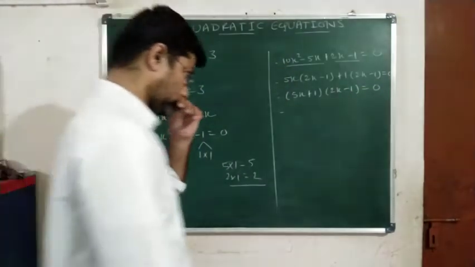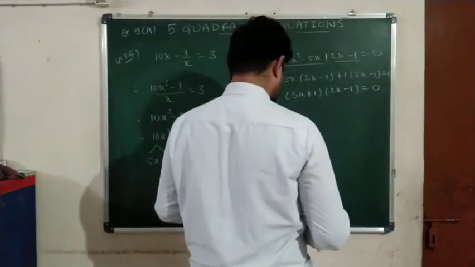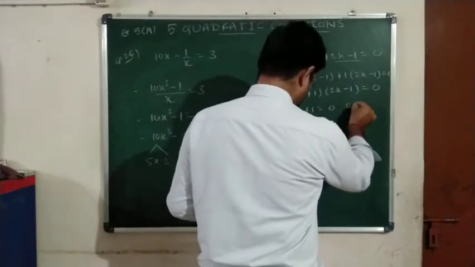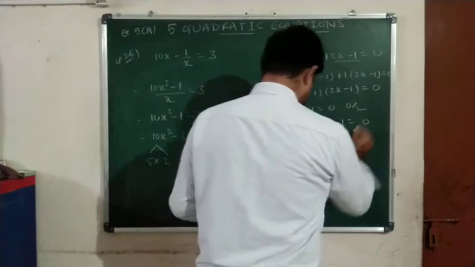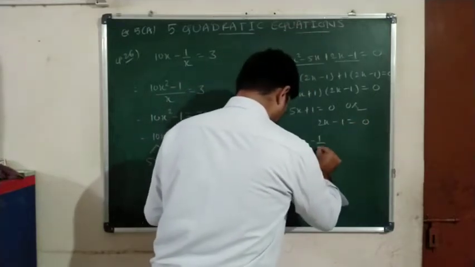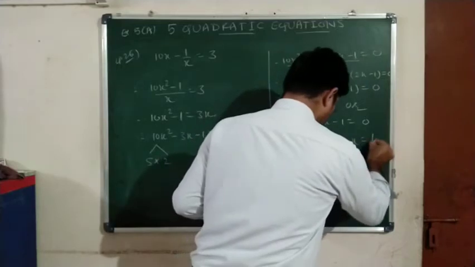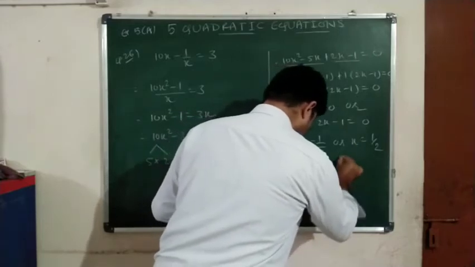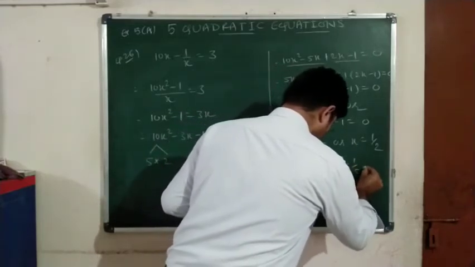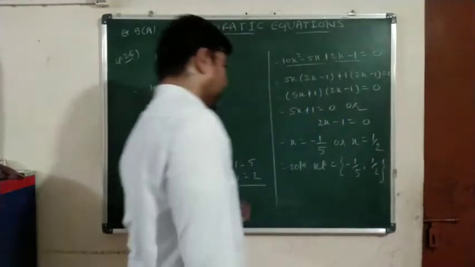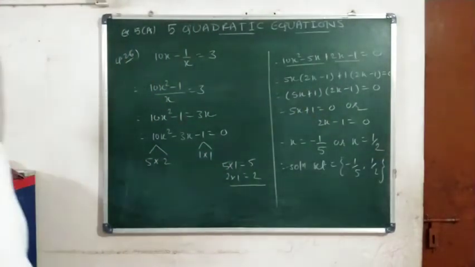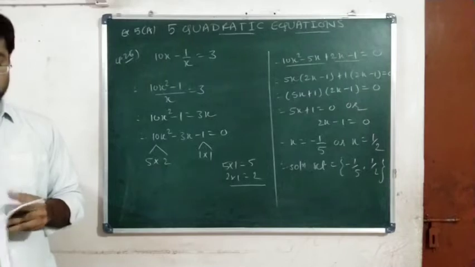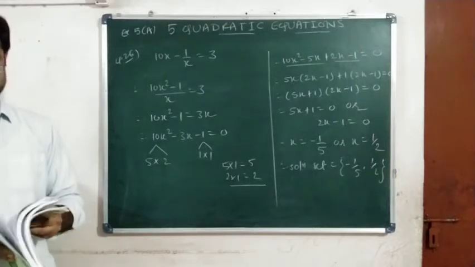Therefore 5x plus 1 is equal to 0 or 2x minus 1 is equal to 0, and therefore x is equal to minus 1 upon 5 or x is equal to 1 by 2, and therefore the solution set is minus 1 by 5 and 1 by 2. Clear? So question number 26 is over. Now let us start the next question, that is question number 27.